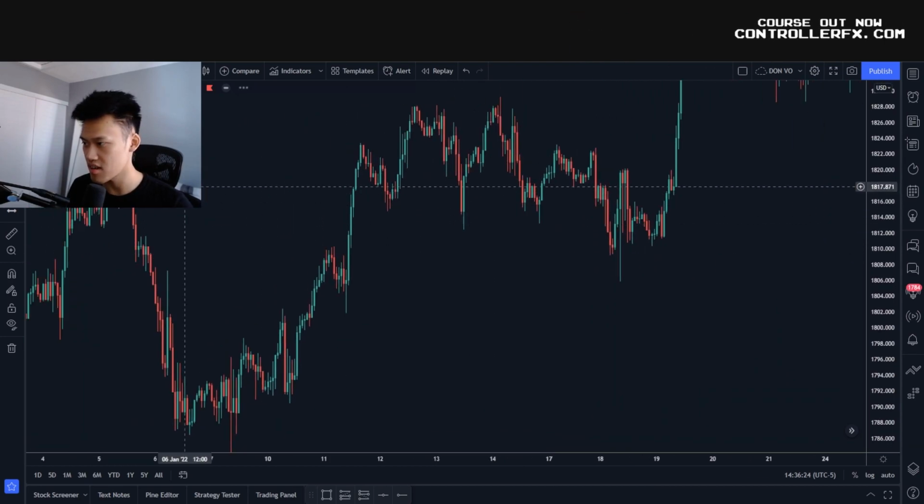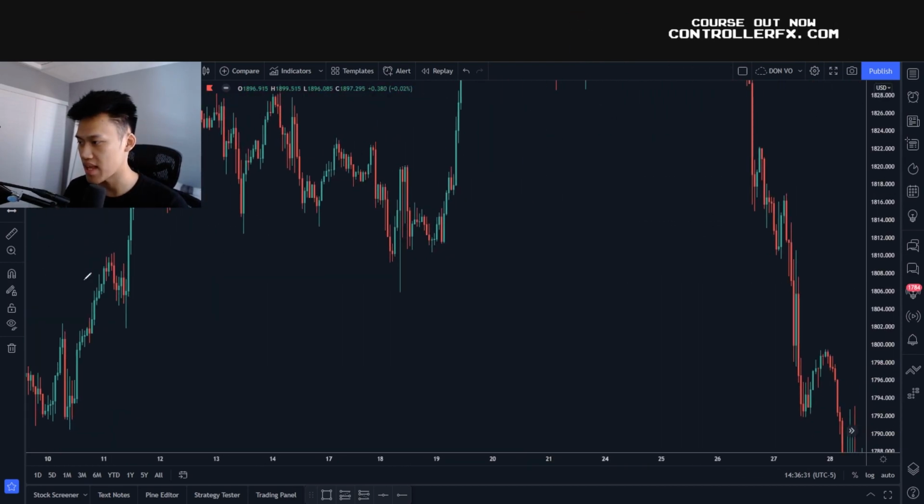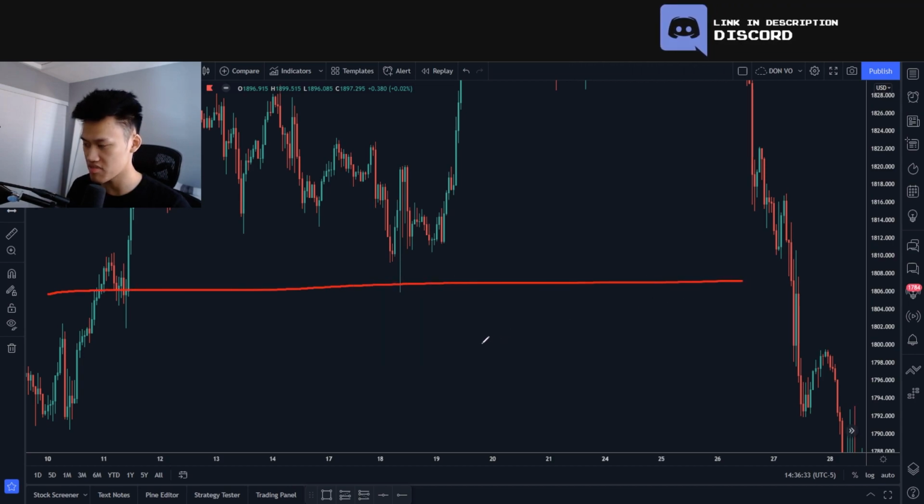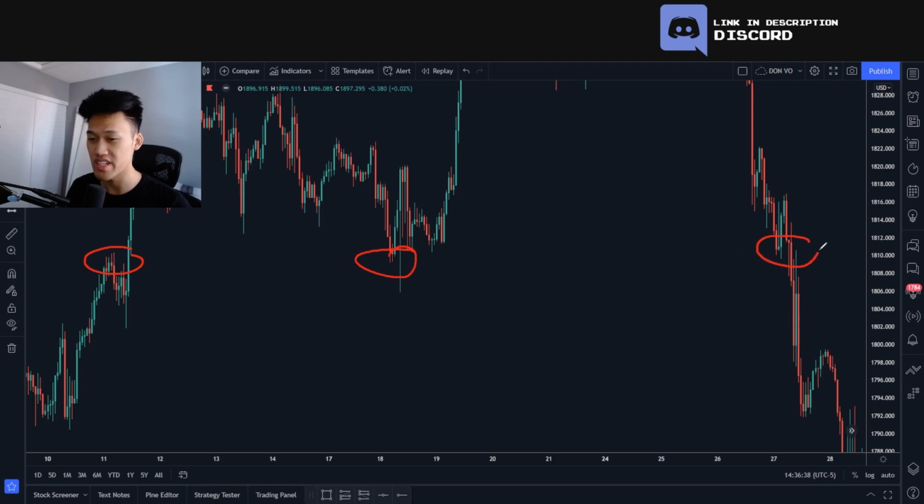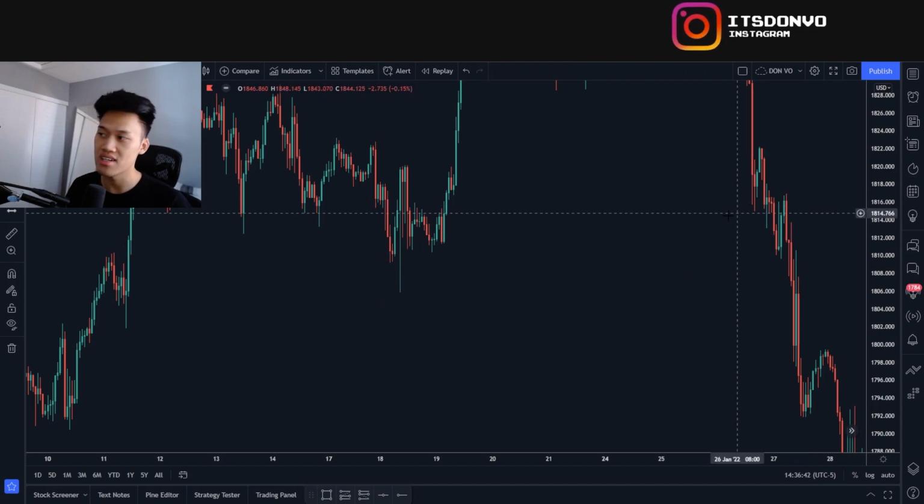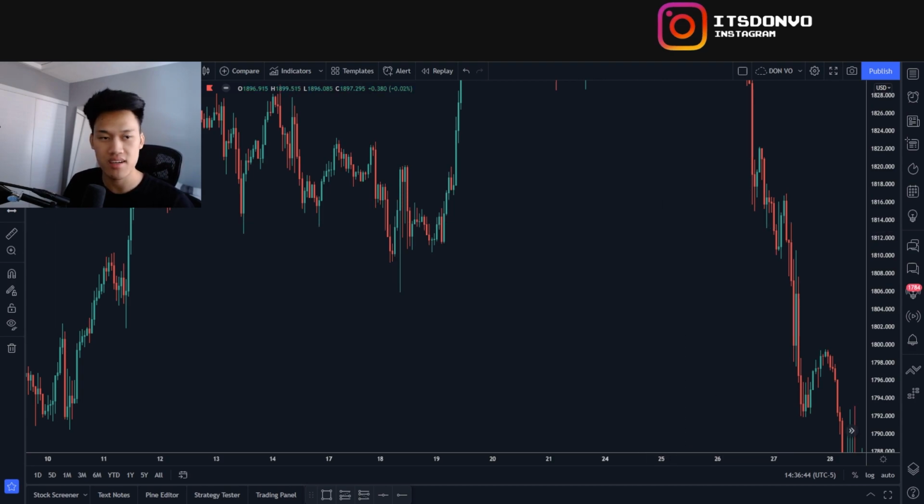Next example is over here. All right, so again, I'll scan from left to right and see where price rejects. Over here, I see a lot of rejections here, a lot of rejections here, and a lot of rejections here. What does that indicate? It indicates that we have a level that could potentially be a support or resistance, right? So I'm gonna go on my line tool.